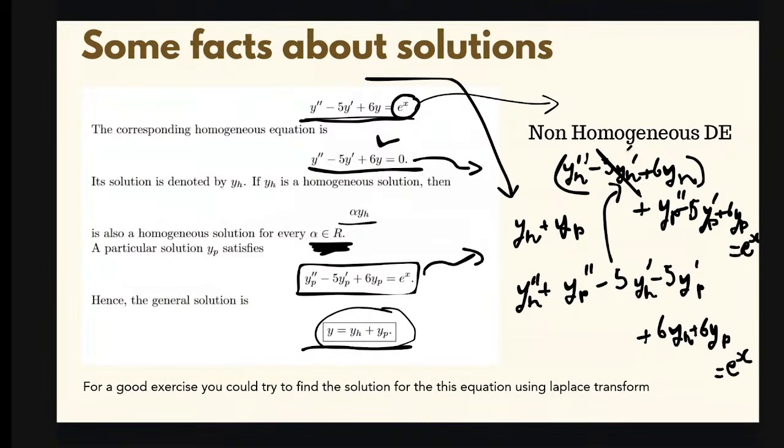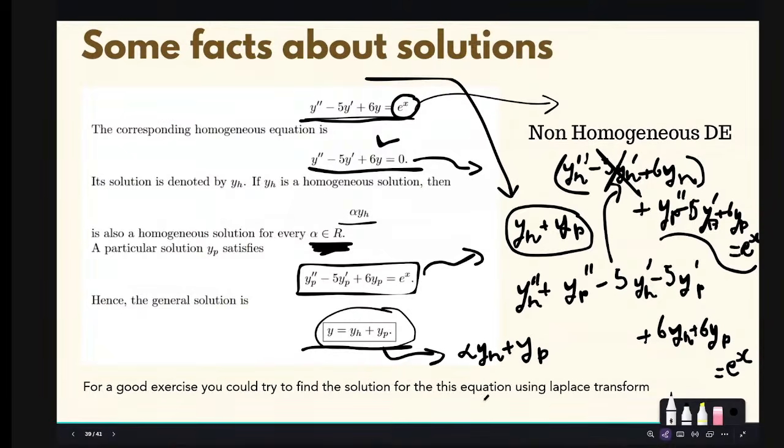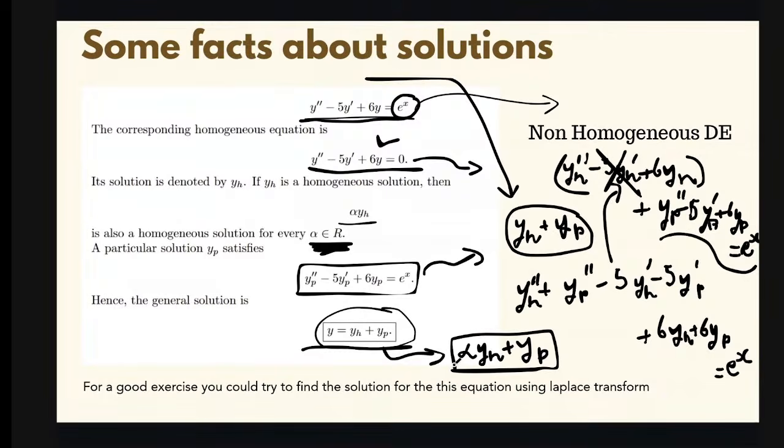So we know that this is equal to 0. So this cancels out. And we know that this is also equal because the particular solution satisfies this. So what does that mean? That means the sum of a particular solution and the homogeneous solution also satisfies this. So what does that mean? Actually, the general form is some alpha yh plus yp, where alpha can be 0 also. So this is a general form of this kind of solution. I hope that's clear.